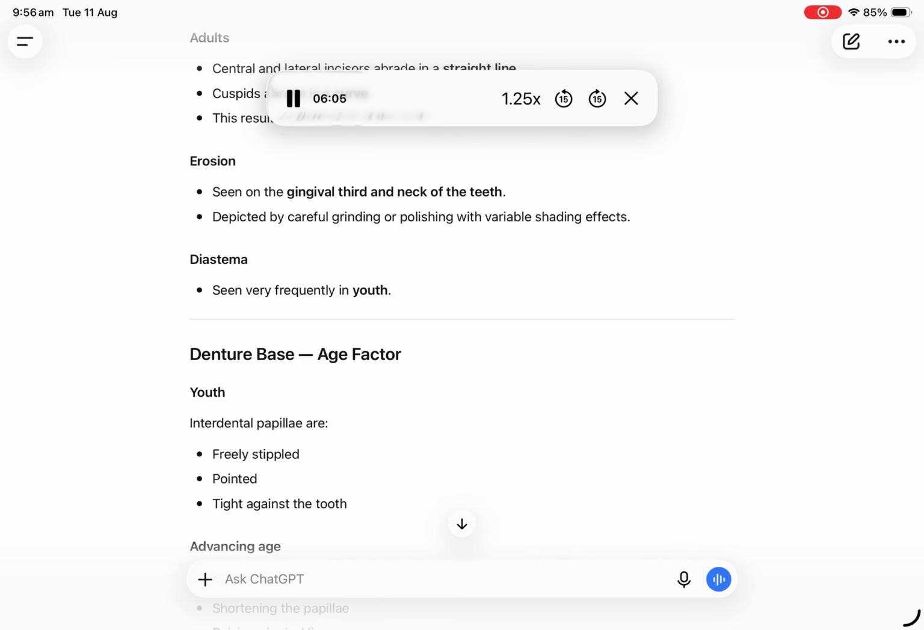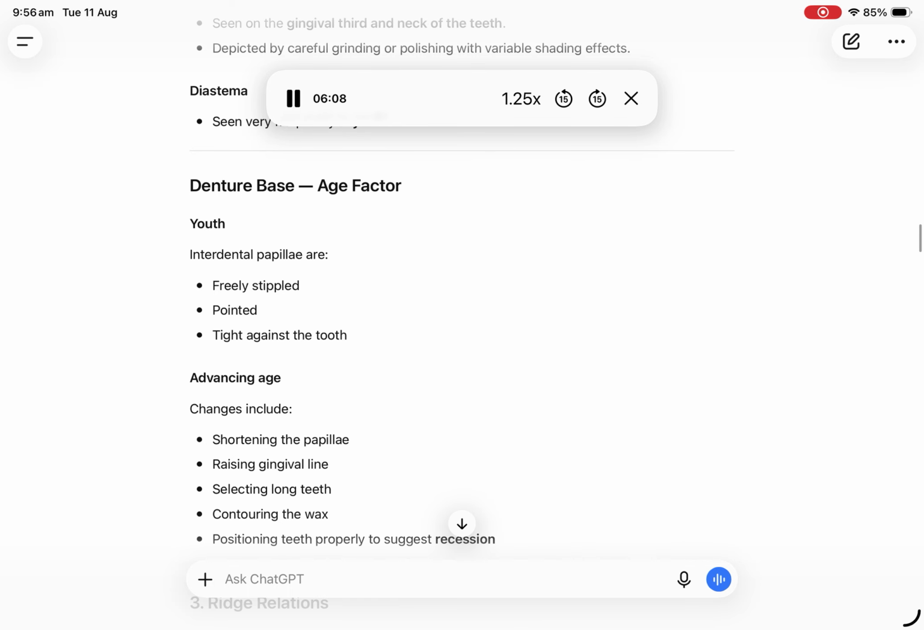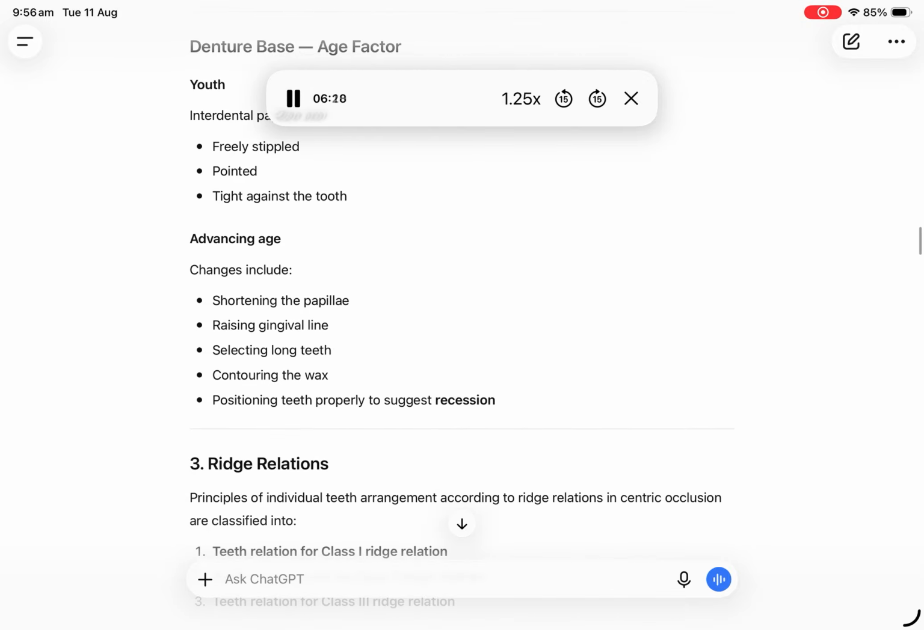Denture base, age factor. In youth, interdental papillae are freely stippled, pointed, and tight against the tooth. Advancing age: changes include shortening the papillae, raising the gingival line, selecting long teeth, contouring the wax, and positioning teeth properly to suggest recession.